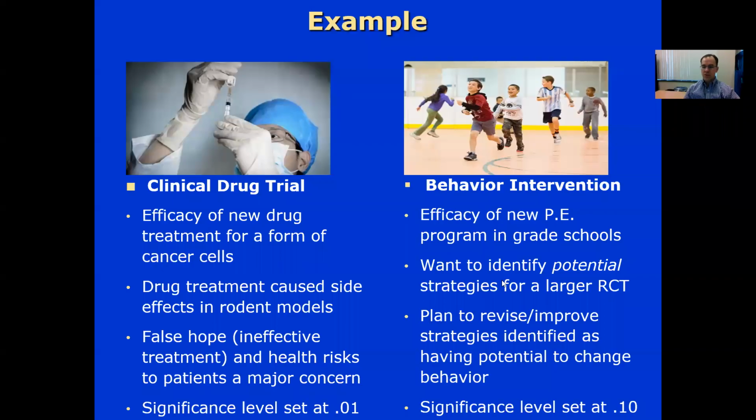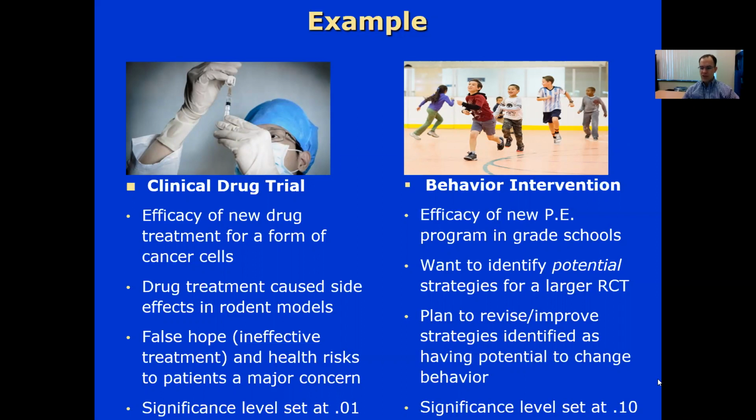Now, another example: let's say you're doing a behavior intervention and you're trying to determine, in a pilot study, a smaller study, the efficacy of a new PE program in grade schools. You want to identify potential strategies that could be used for a larger randomized controlled trial, or RCT. You plan to revise and improve strategies identified as having potential to change behavior. So let's say in the study, you might identify several characteristics or strategies that might be effective. But this is a smaller study, and you're going to do a follow-up larger study.